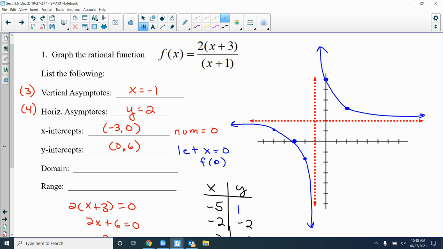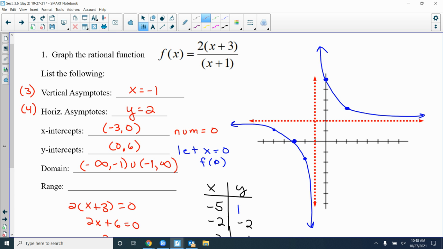What's your domain? What's your range? Domain is everything except what? -1. So negative infinity to -1 union -1 to infinity.